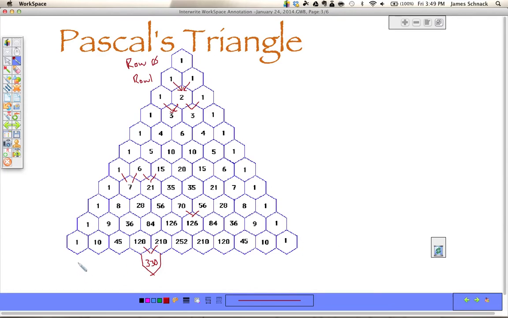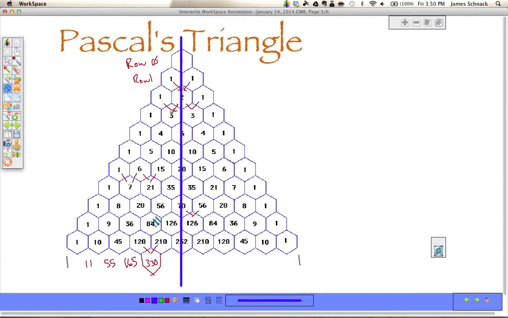We could generate this next row. Every row begins and ends with a 1. And beyond that, we take the two numbers above it, add them together, that gets us the next one. 55. 165. Another thing worth noting is that if I draw a line down the middle of this triangle, it's symmetric. The numbers are the same on both sides.